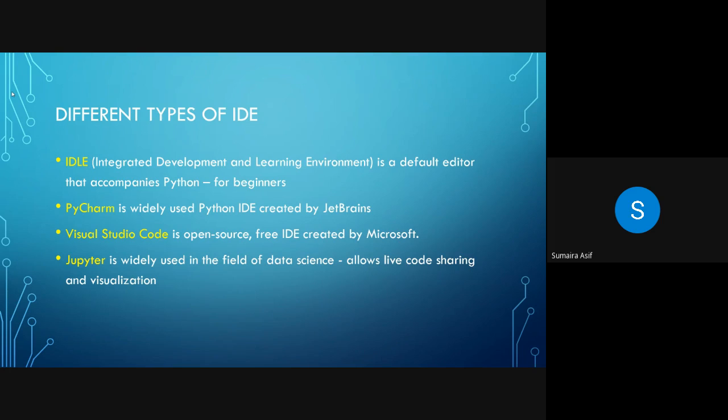Next, we have PyCharm. Now the PyCharm IDE is very widely used, and it is created by JetBrains. If you want, you can even code in Python using PyCharm. You can download it. It's again simple. Go to Google, download PyCharm, and you can get your PyCharm installed. You have Visual Studio Code, which is basically an open source free IDE created by Microsoft.